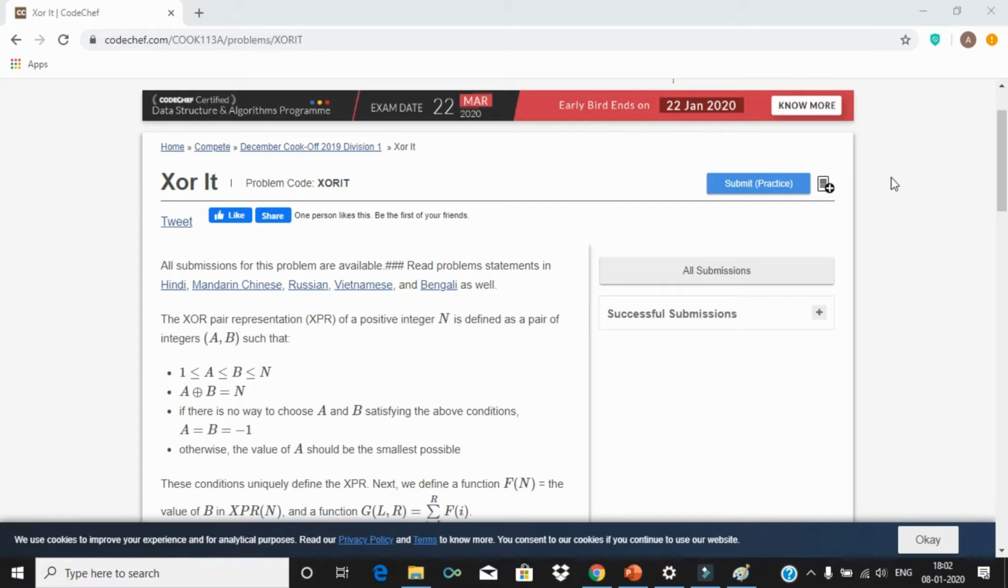Today we are going to solve the question XORIT from December CookOff 2019 Division 1. This is the first question in this division, and get set, go.